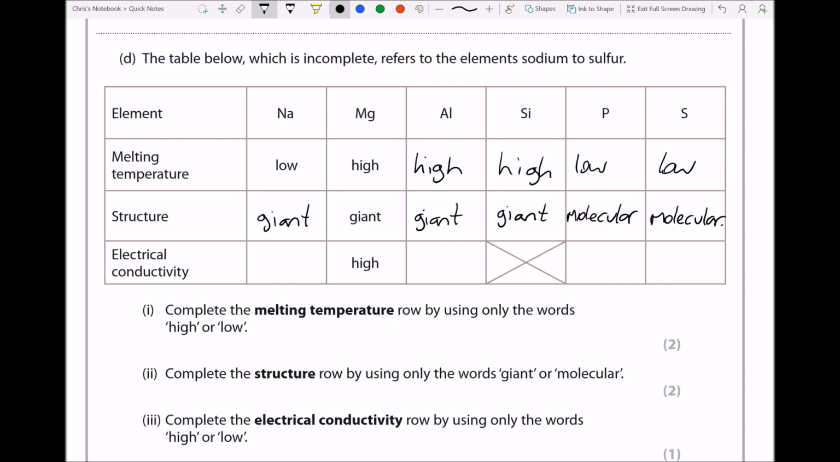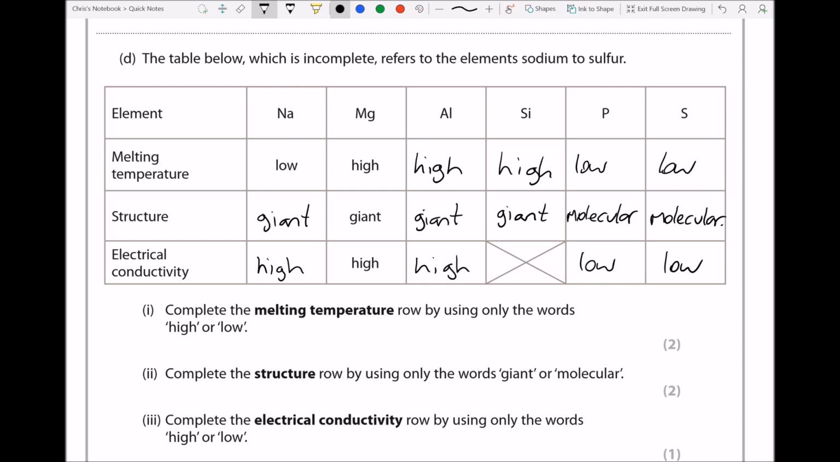And then part 3, complete the electrical conductivity row by using only the words high and low. Right, so sodium, it's a metal, so it would have a high electrical conductivity. Aluminium is a metal, that would be high as well. It's got free, delocalized electrons, that's what allows them to conduct electricity. Phosphorus and sulfur don't. They don't have free electrons or free moving ions, so they have low electrical conductivity. That's for both of them. So you get 5 marks for that, just for knowing your properties.